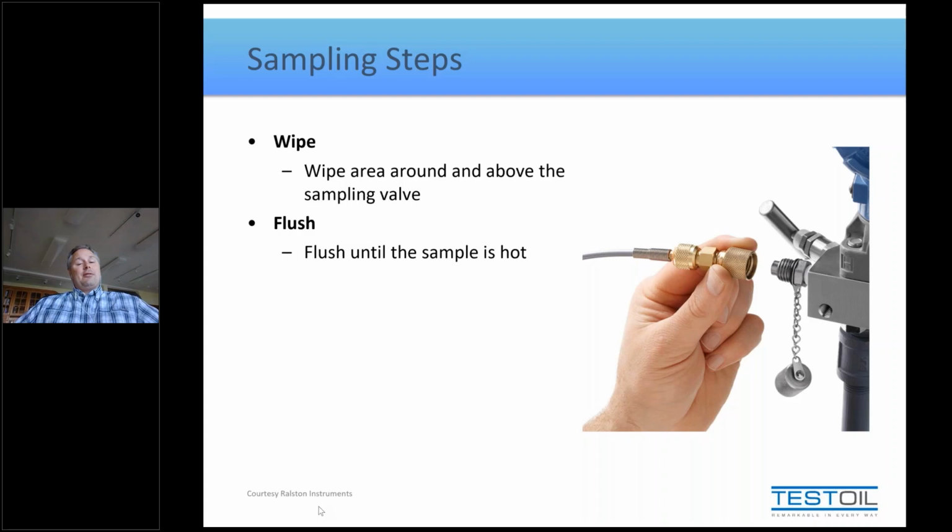So my logic is simply this: flush it till it's hot. If that oil is coming out hot, that oil is live oil. If it's still coming out cold, that is stagnant oil. You don't want that. So flush it until it's hot. So wipe it, flush it. Here's an easy step now.